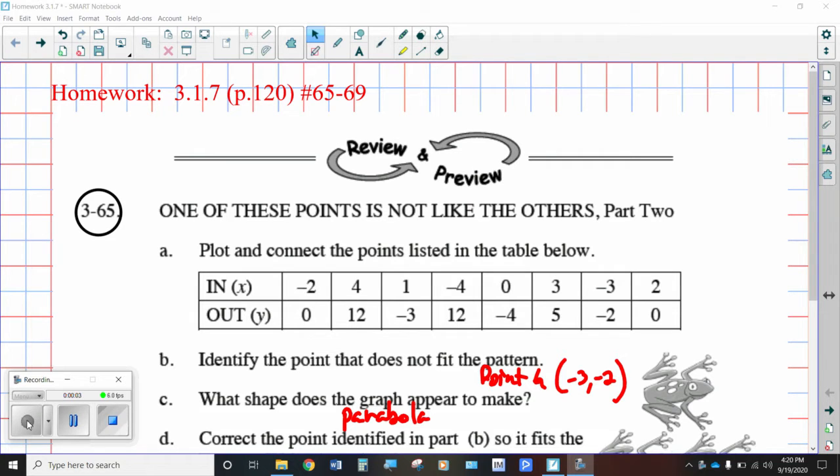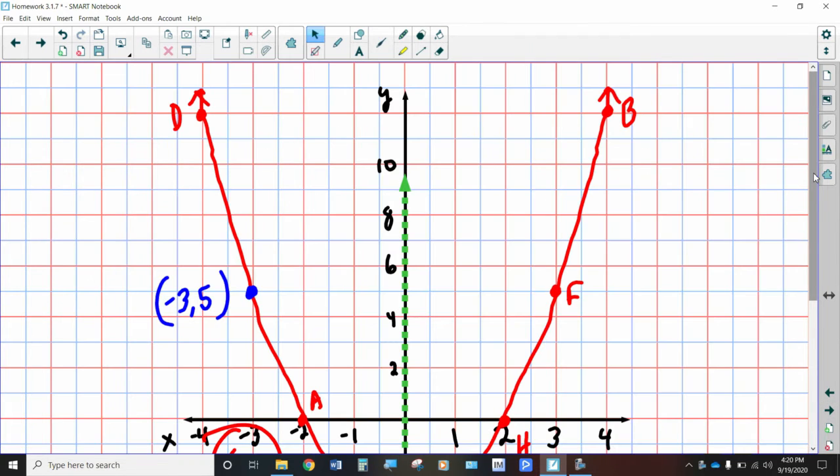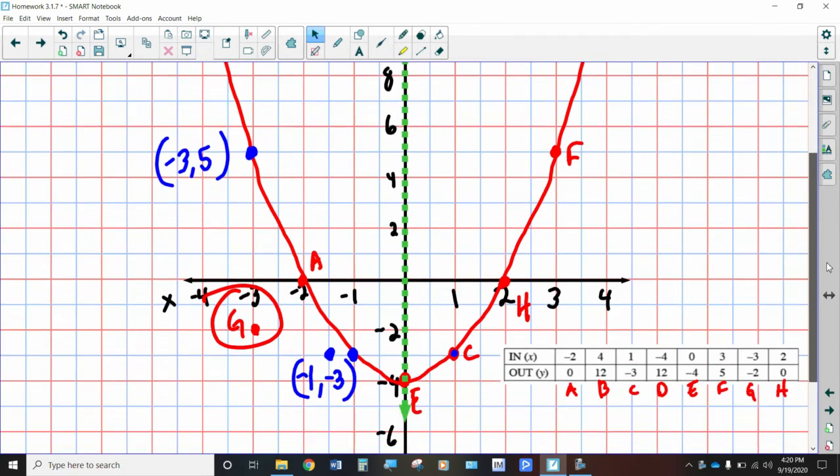All right, let's take a look at the homework for lesson 3.1.7. We're doing problems 65 through 69, so let's get started on 65. So here it says, one of these points is not like the others. Plot and connect the points listed on this table below. All right, so plotting those points, you would have gotten this as your graph.